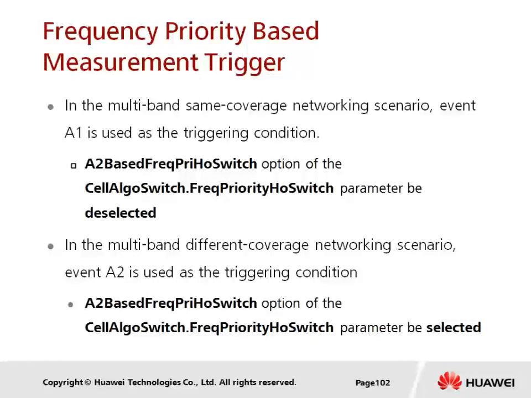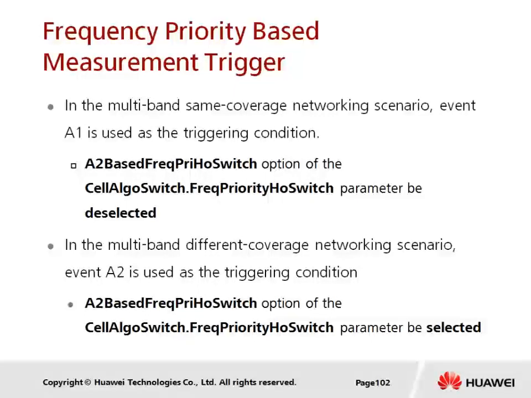There are two scenarios of frequency priority based handover. In scenario number one, the two multibands are sharing the same coverage, meaning they are a co-site and co-sector scenario. In this scenario, both the lower priority and higher priority frequency bands are sharing the same sector and same site. Hence, event A1 is used as a triggering condition for such measurement.